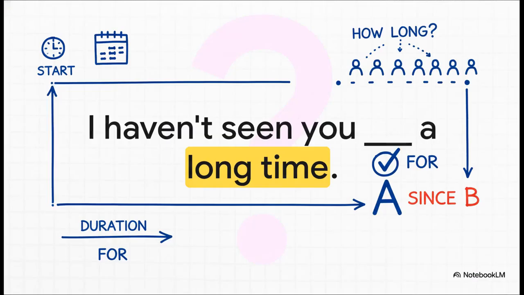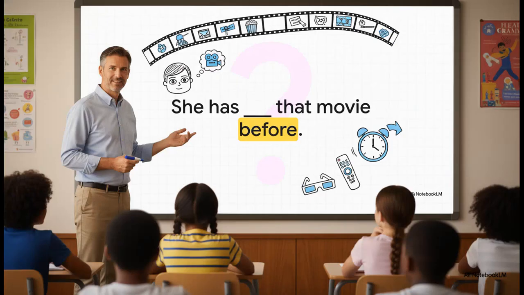Number 1. I haven't seen you blank a long time. Is that A, for, or B, since? The answer is A, for. Why? Because a long time is a duration of time. It's a period.